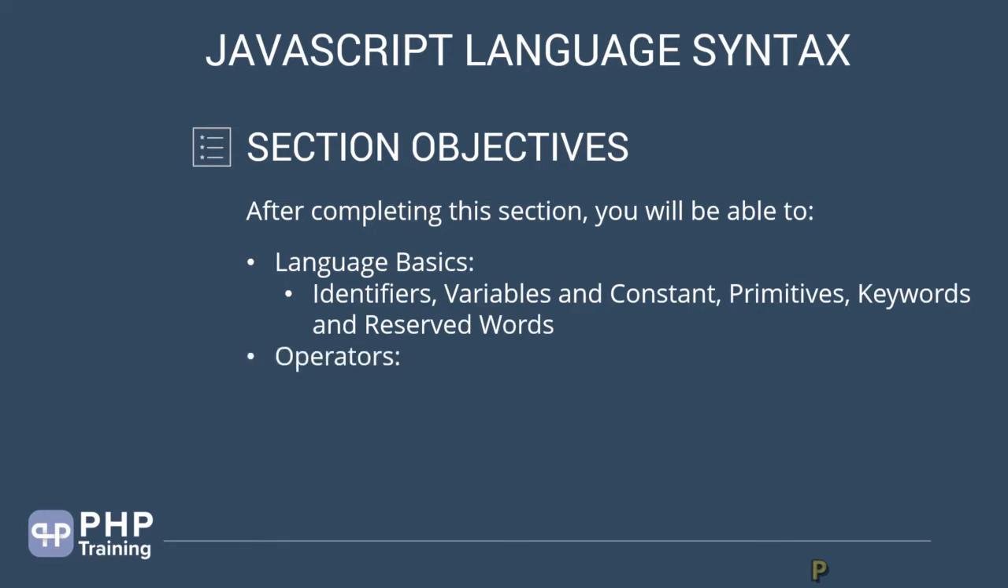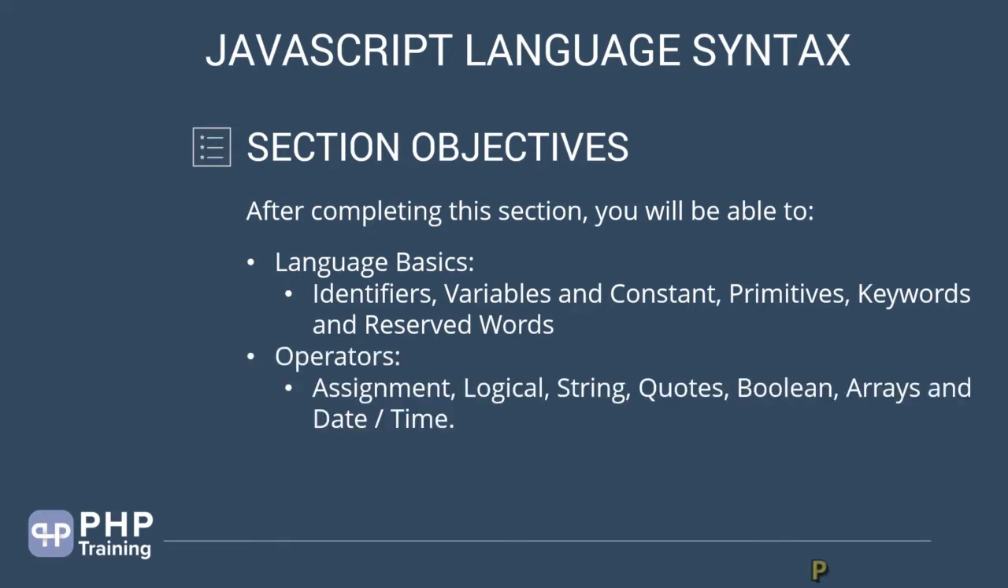Then we'll look at the operators that we have, like assignment, logical, string, quotes, boolean, arrays, and date and time. Then we'll look at some of the statements in JavaScript, like if statement, switch statement, while and for loop. These are the lectures that we're going to learn in this section. After this section you will basically be able to understand how to write JavaScript code. All right, so let's jump into the topic now.